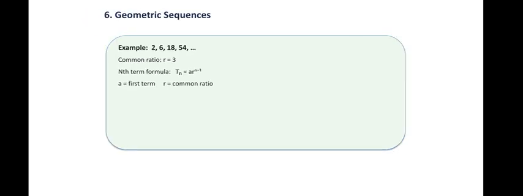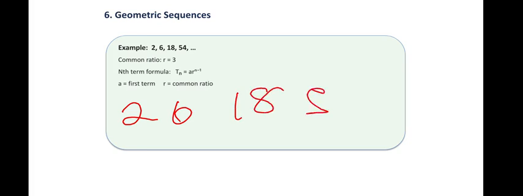Let's say, for example, here we've got 2, 6, 18, and 54. If you notice, we've got this 2 and this 6. If you say 6 divided by 2, we've got a 3. So each term is being multiplied by 3. We've got this 6 and this 18 and this 54. So each term is being multiplied by 3. Now the number multiplied by each term is called the common ratio. So for a geometric sequence, we're going to have a common ratio.